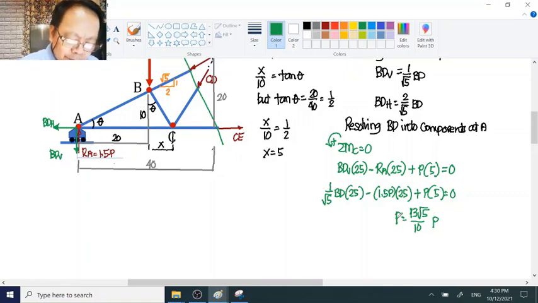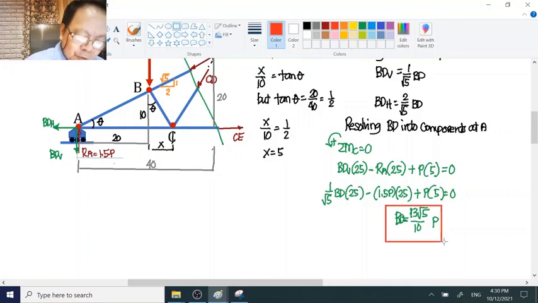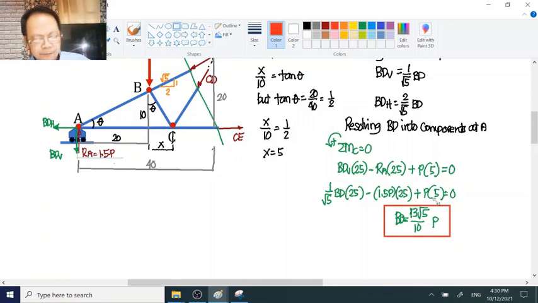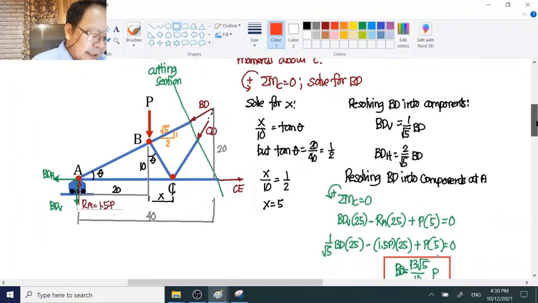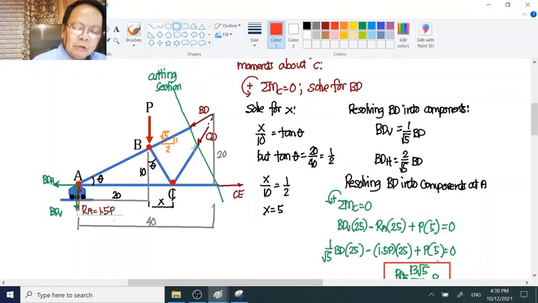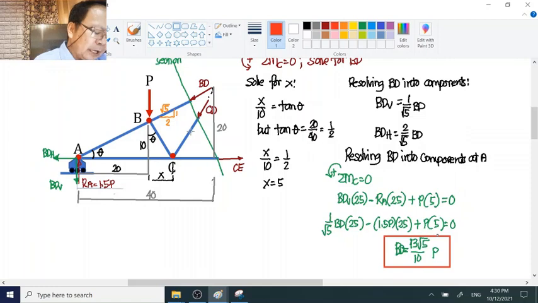Ito yung ating BD. So meron tayo ngayong nakuhang value for BD. Okay? So let us now try to solve for that value. Now yung kasunod nating hinahanap ay itong member naman sa CD. Okay, CD naman, so how are we going to compute for CD? So we can compute CD if we shall be able to eliminate BD at saka itong CE.